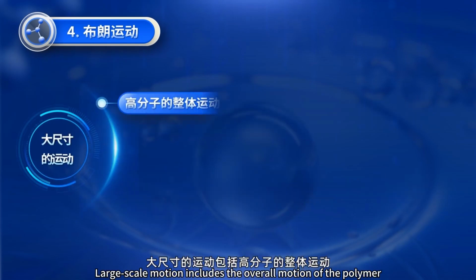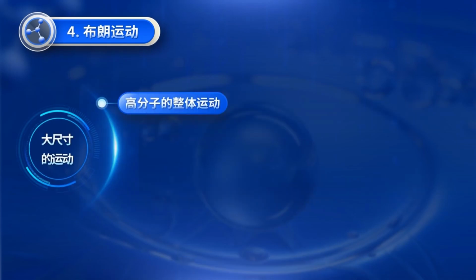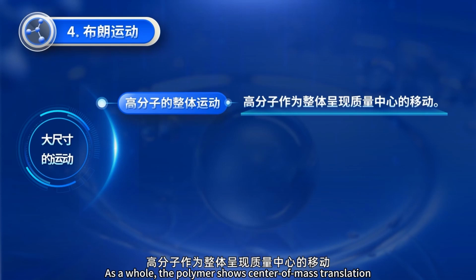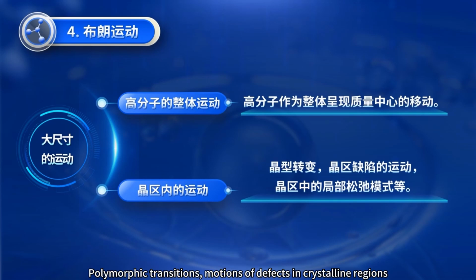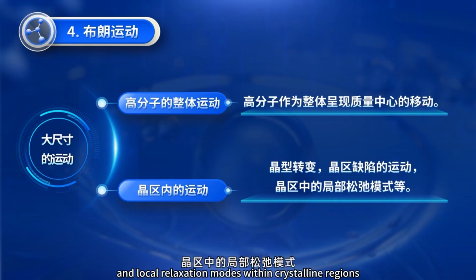Large-scale motion includes the overall motion of the polymer. As a whole, the polymer shows center of mass translation and motions within crystalline regions. Polymorphic transitions, motions of defects in crystalline regions, and local relaxation modes within crystalline regions.